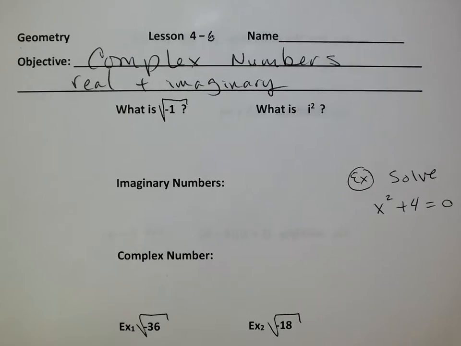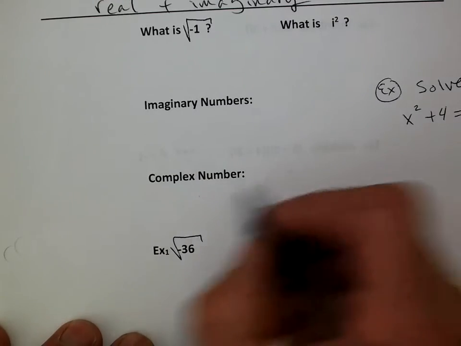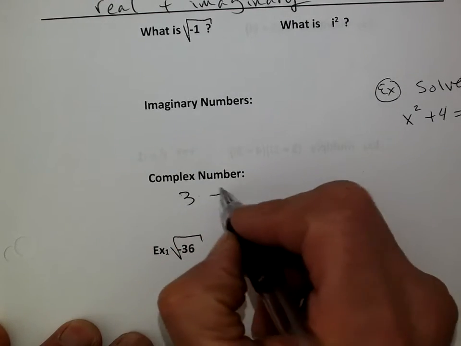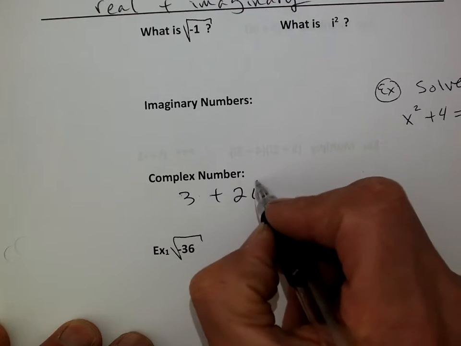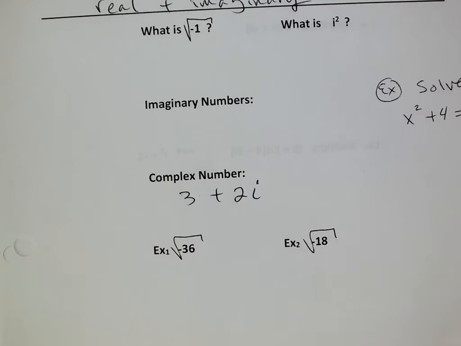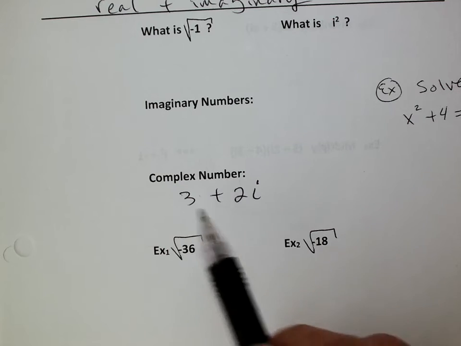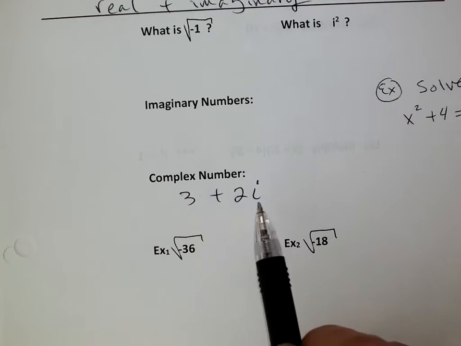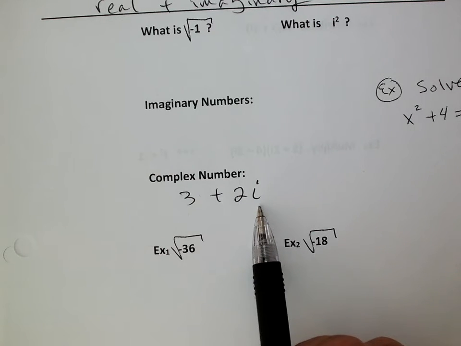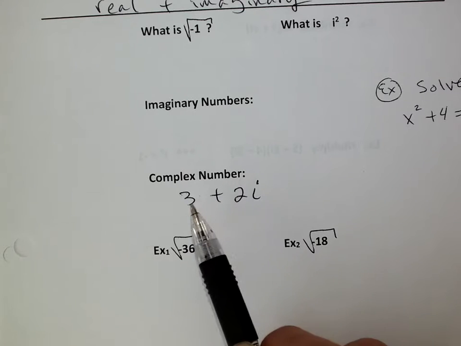An example would be 3 plus 2i. That's a complex number, okay? It has a real number, and then it has an i. And we're going to talk about what i is here in a little bit, okay? But this is a complex number. It has a real number, and it has an imaginary.